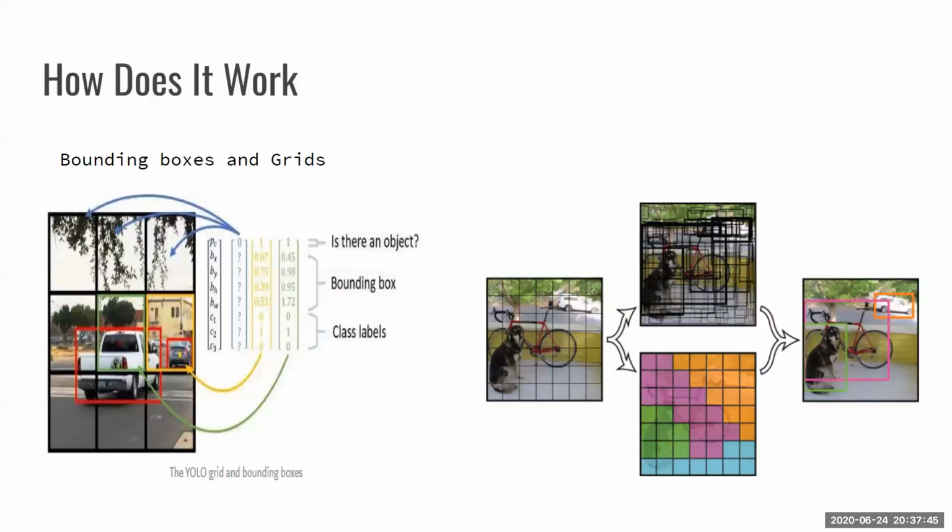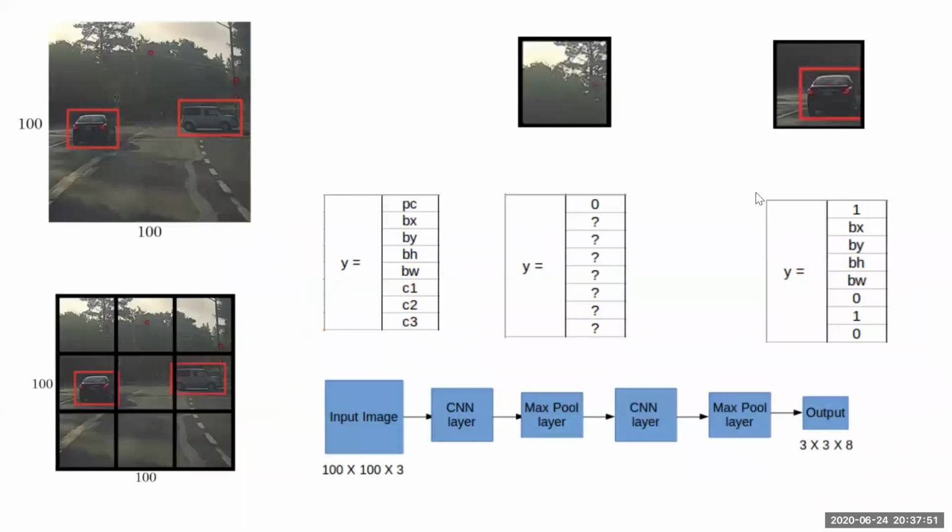Now, let's take an example. Let's say in our example, we have an image, and let's say we divide this image into a 3 by 3 grid, and the total number of classes we are working with is 3. So for each grid, the prediction will be an 8-dimensional vector.